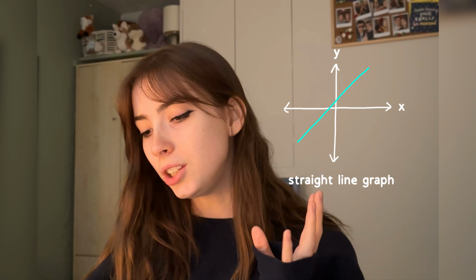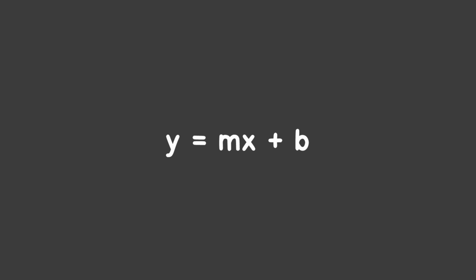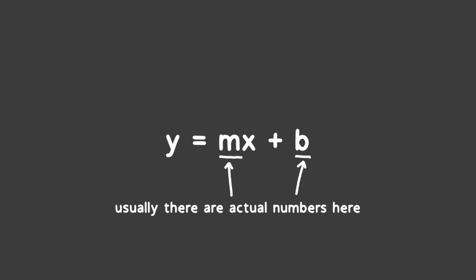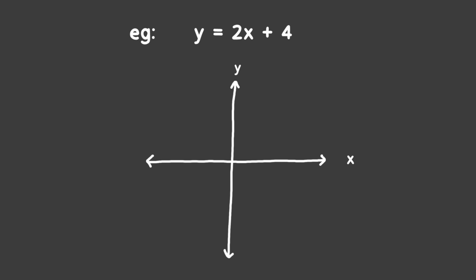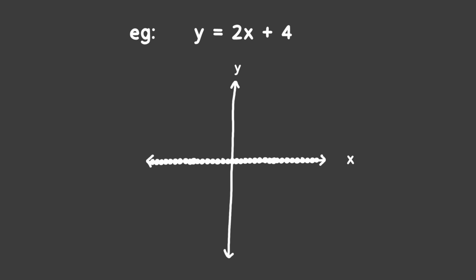So let's start with a straight line graph, which hopefully you've seen before in school. It takes the form y equals mx plus b, where m and b are just numbers. This means when you get an x value from the x-axis, you plug it into this equation to get the corresponding y value. If you do this for every single x on the x-axis, you get a straight line.